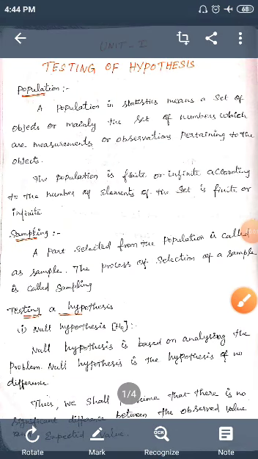Dear students, today we are discussing Unit 1, testing of hypothesis. Today's topic will be the chi-square test. Before going to the problem, we can discuss some basic definitions.